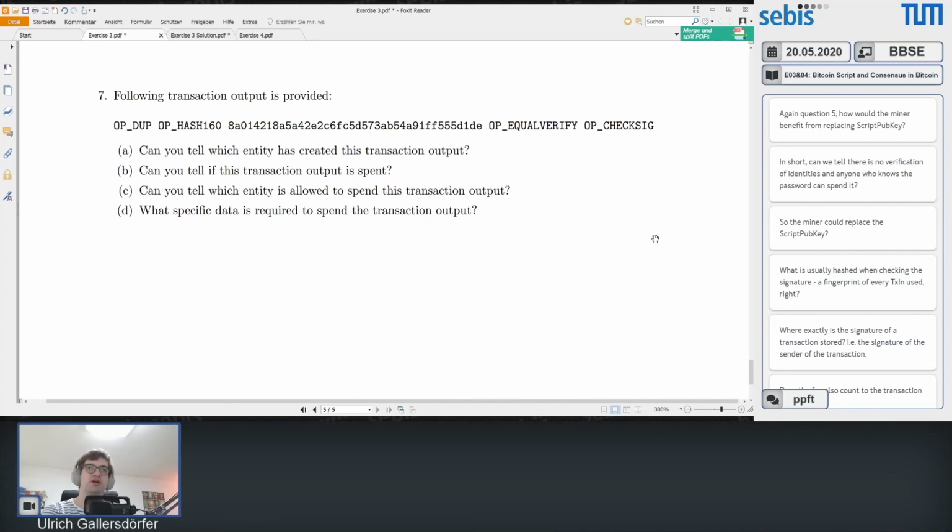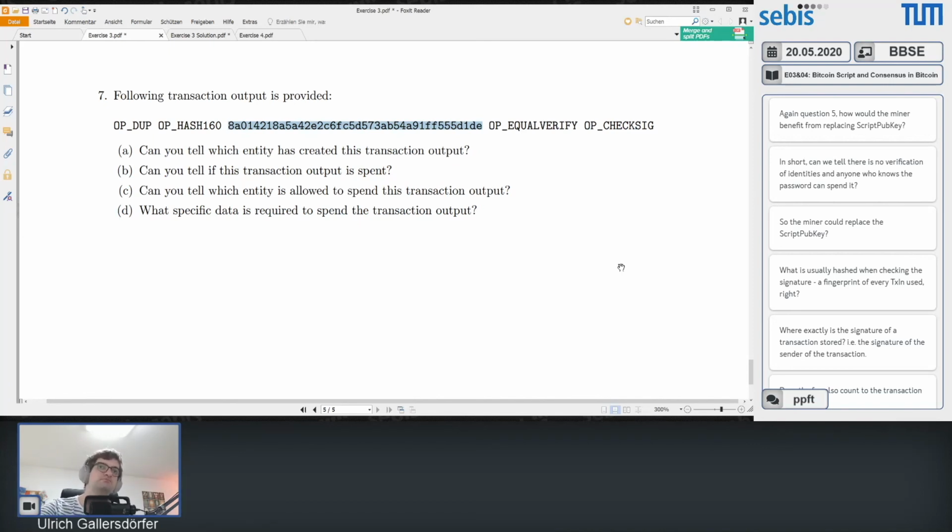C: can you tell which entity is allowed to spend this transaction output? As I said, this script defines who is able to spend the associated money. So we should be able to tell which entity is allowed to spend it. If you look at the slides, you will see that this is the magic information here. Everything else is standard, but this is the hash of the public key of the person who is allowed to spend the money. So the person who owns the private key to the public key to the hash of this is able to spend the money.